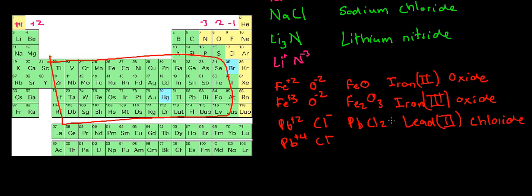Still using the same system as before. The only difference is that these have Roman numerals in order to distinguish the charge. And this would be lead Cl4, because I would need 4 chlorines in order to satiate this +4 lead. It's lead 4 chloride.